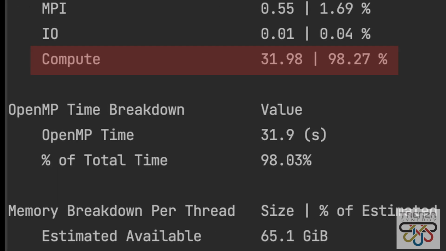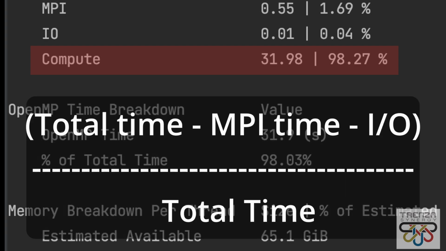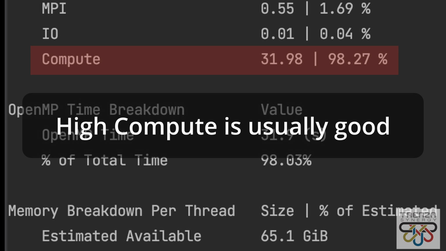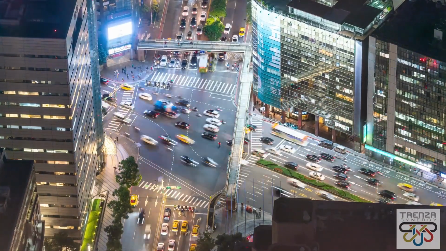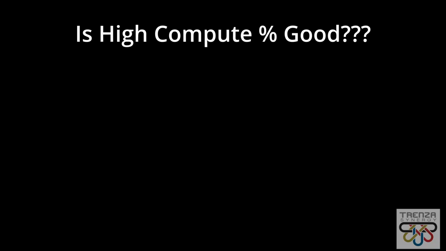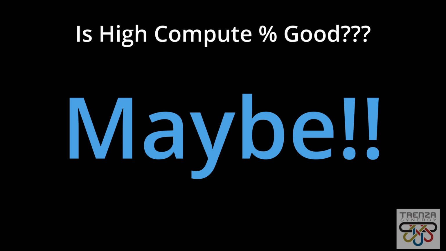The compute percentage is the percentage of the total job time after you subtract the MPI and I/O times. In general, it's good to have a high percentage of compute time. This means that the run isn't spending all of its time doing MPI or I/O operations. However, a high compute percentage really only tells you that it's not spending a lot of time in MPI and I/O operations. To determine if the compute time is actually being spent efficiently, you need to look at other metrics.